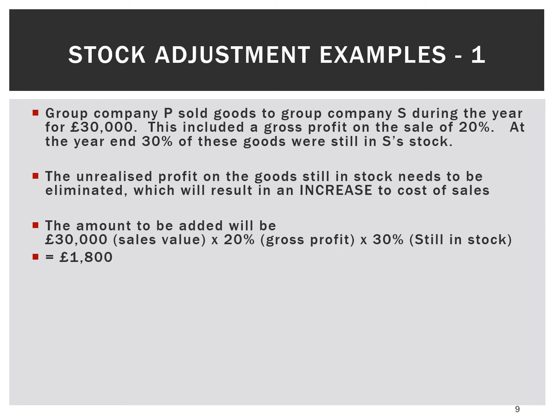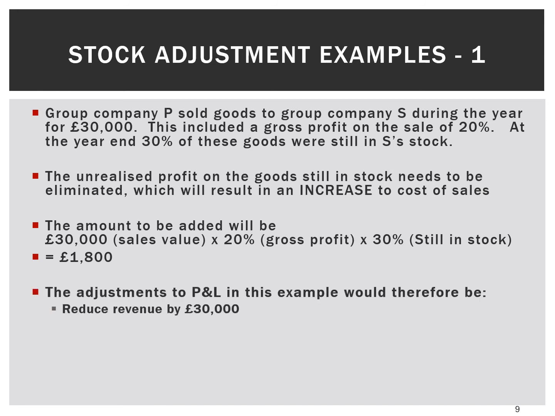So the value of the stock in S Limited's accounts is £1,800 more than that stock originally cost to P Limited, and we've got to reduce it down to that original cost. So the adjustments will be, as always, reducing the revenue figure in the group accounts by the total amount of the intercompany sale and reducing cost of sales by the same amount.